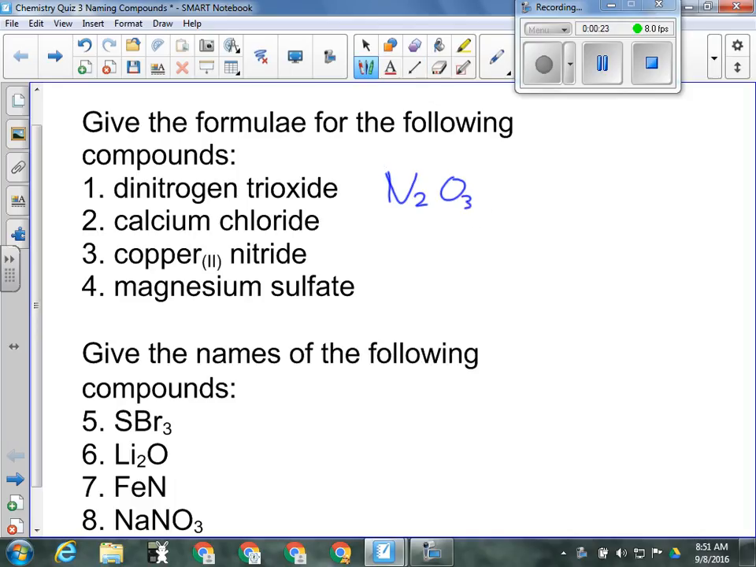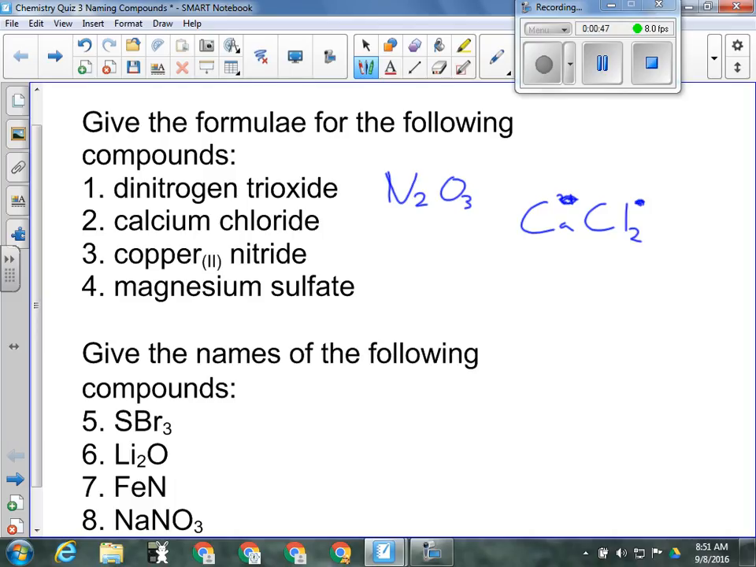Number 2. We have calcium, which is a metal, so this is an ionic compound. When we have ionic compounds, we have to drop and swap to get the formulas right. Calcium's a 2+, chlorine is a -1, so when we drop and swap, we end up with CaCl2. These are just 1 mark each, guys. There's no half marks. They either have it completely the way I have it, or it's not right.